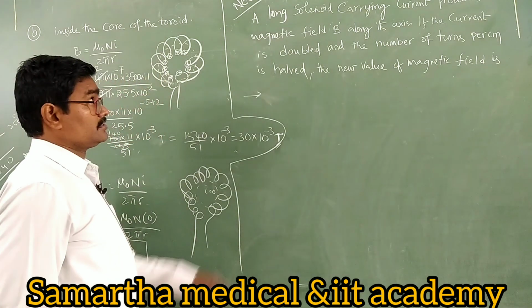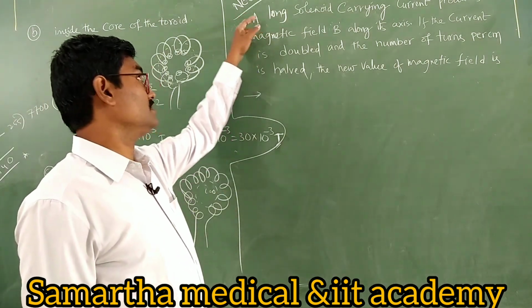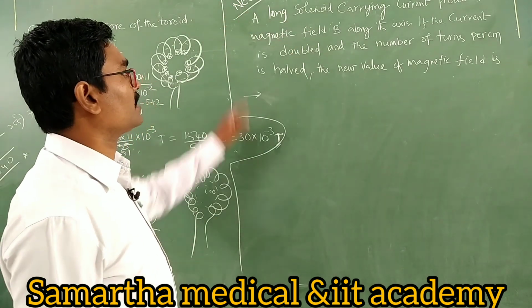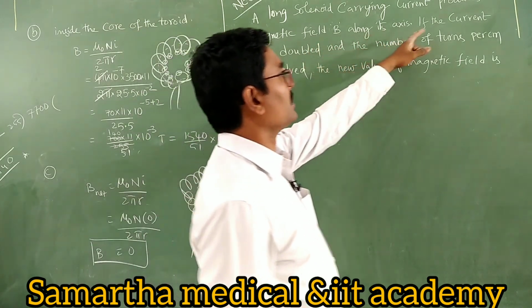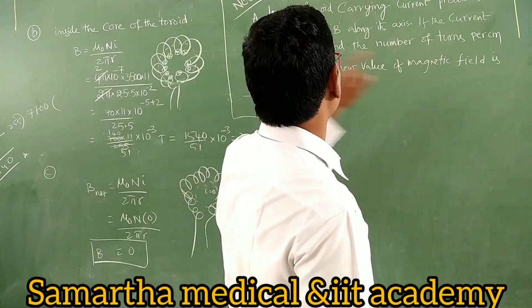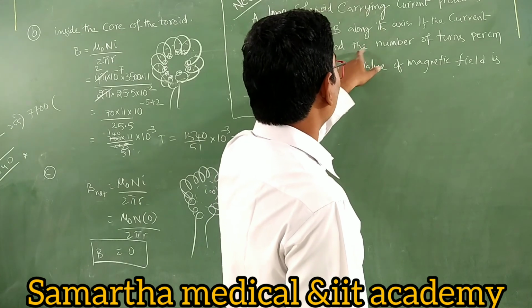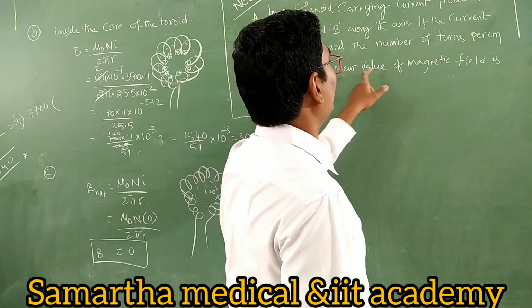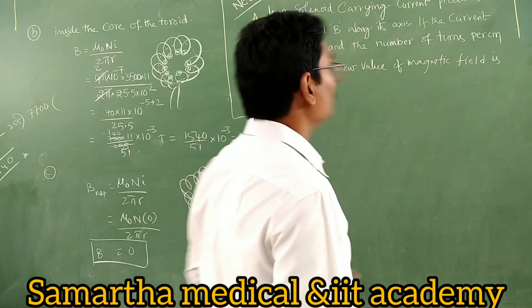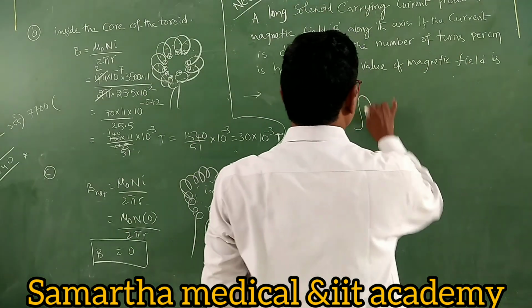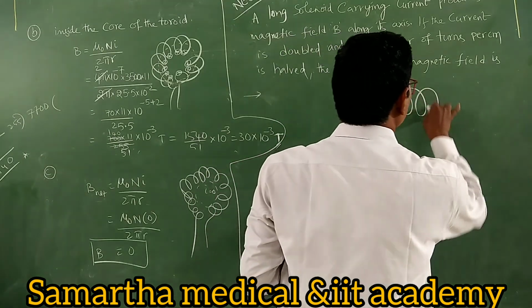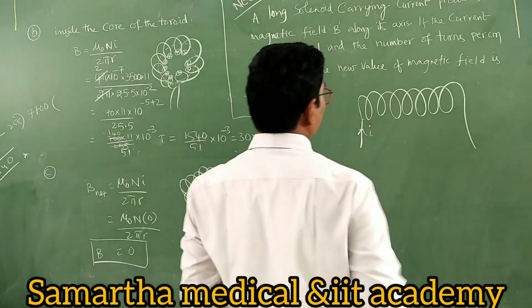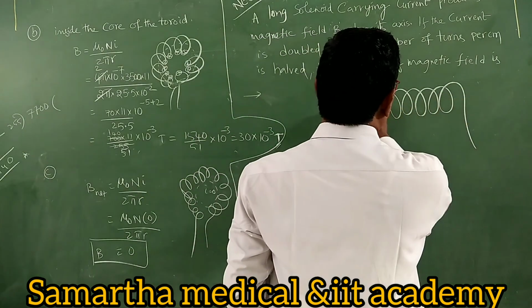Yes. Next question, which is asked in the previous years NEET. A long solenoid carrying current produces a magnetic field B along its axis. If the current is doubled, then the number of turns per centimeter is halved. The new value of magnetic field is. So it's a long solenoid carrying current I, produces the magnetic field inside.